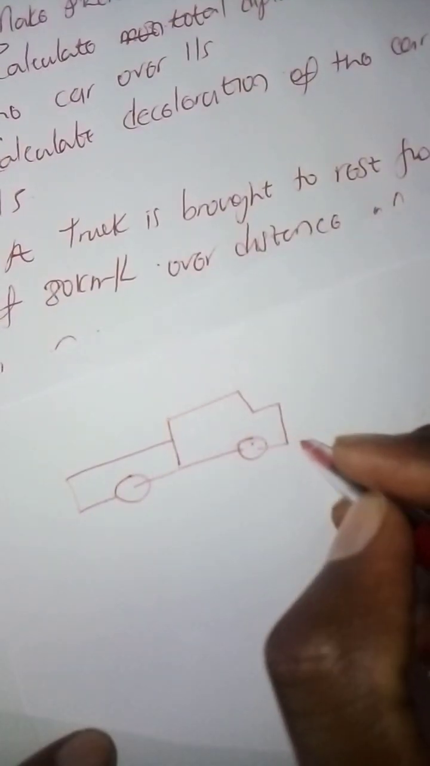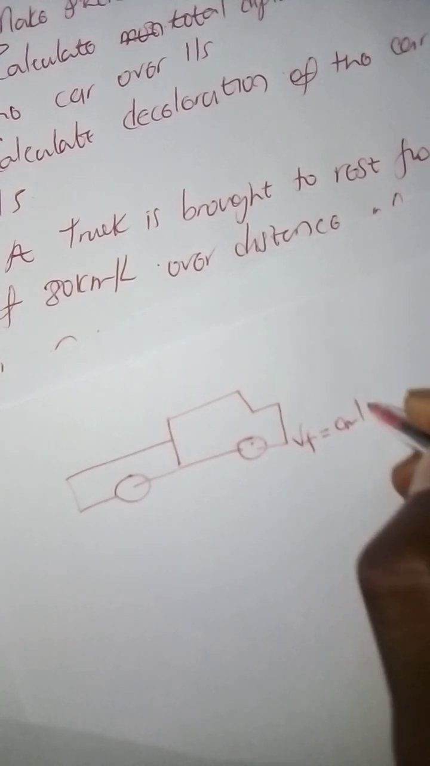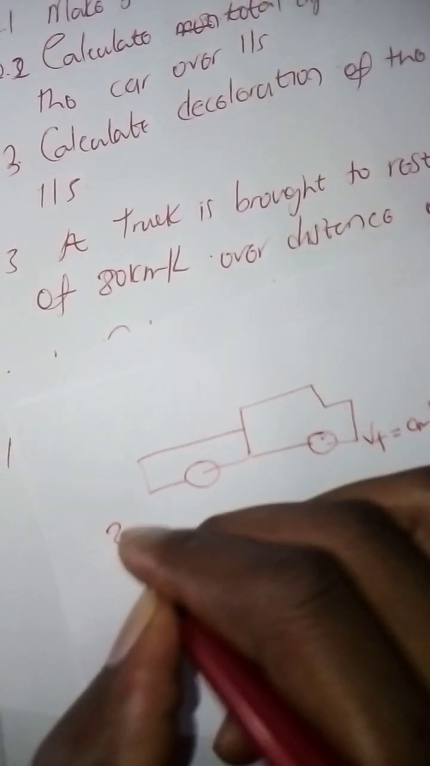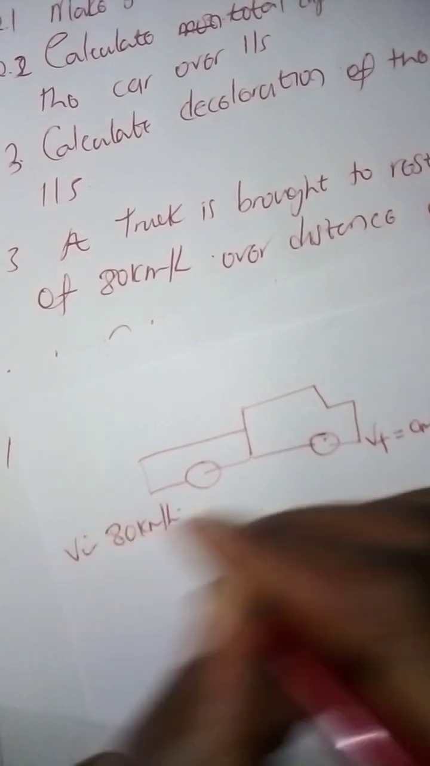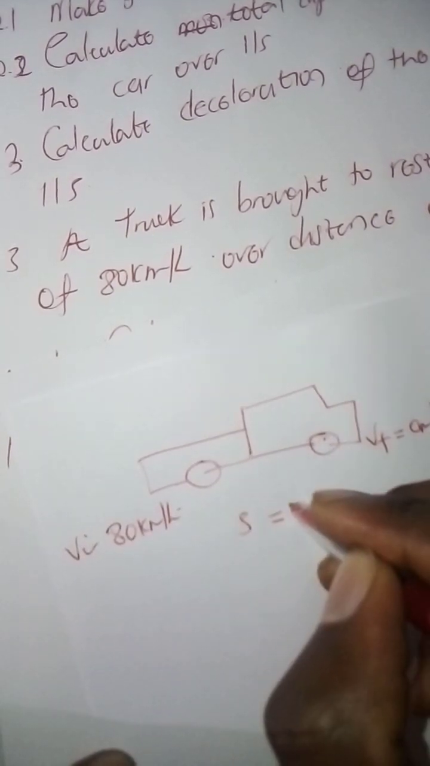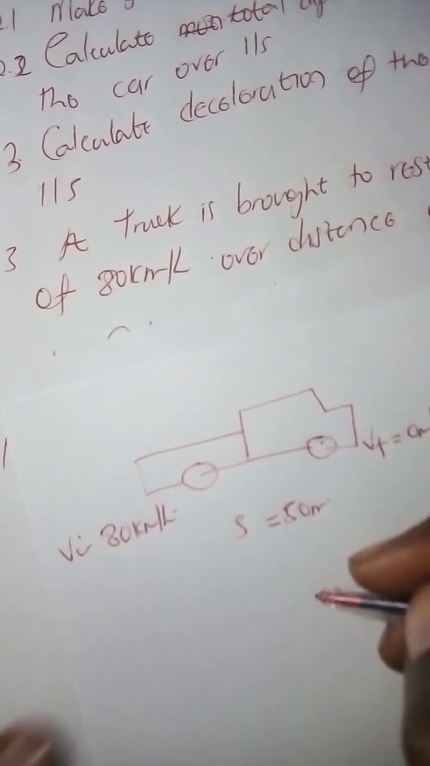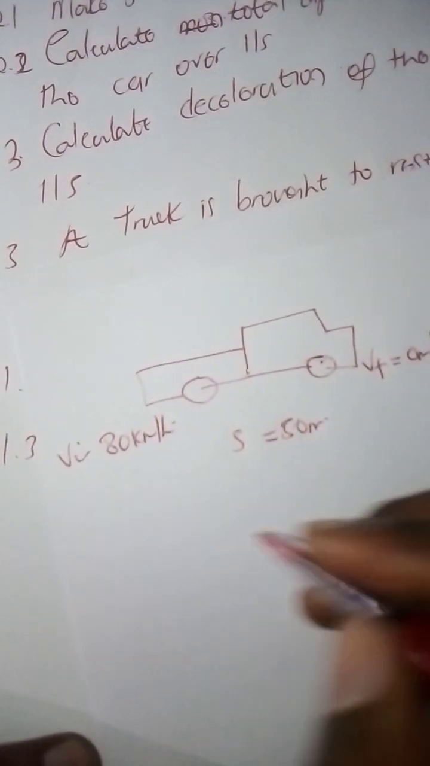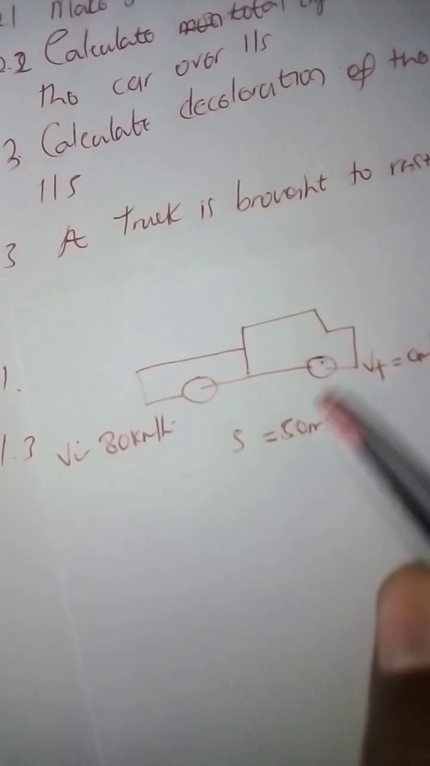So now they're saying that it's brought to rest. So now we know that the final velocity is 0 meters per second. Our initial velocity is 80 kilometers per hour, so that's the initial velocity. The displacement, they say that it's 50 meters. So now we do have everything, but we have a slight problem.